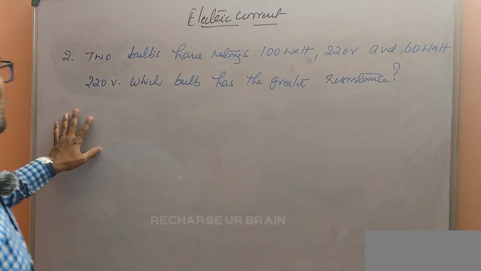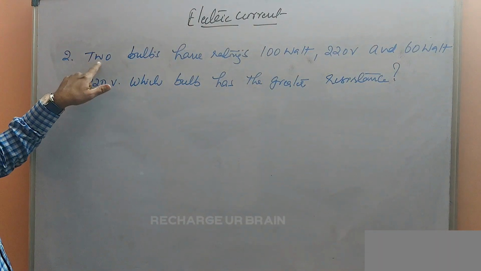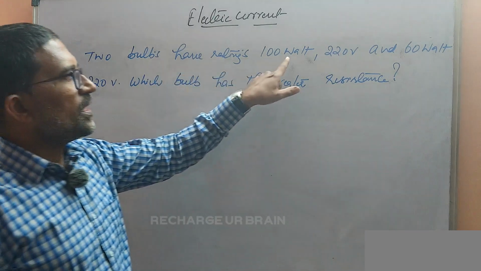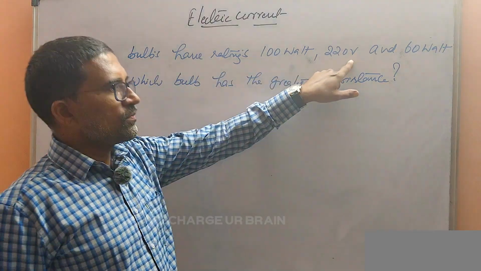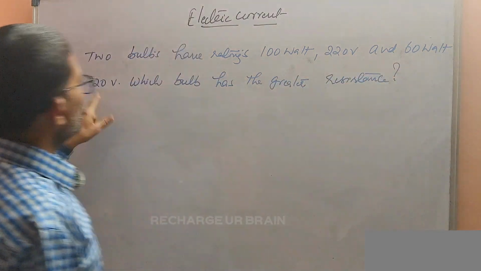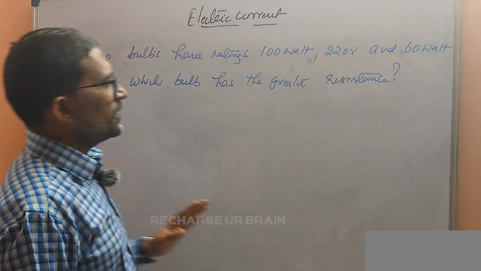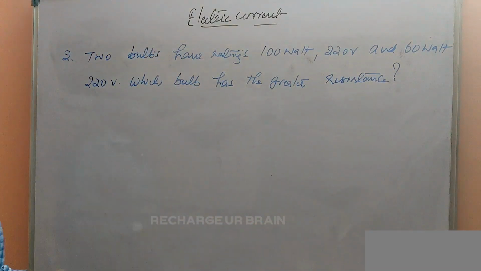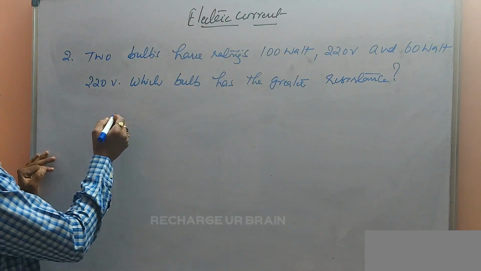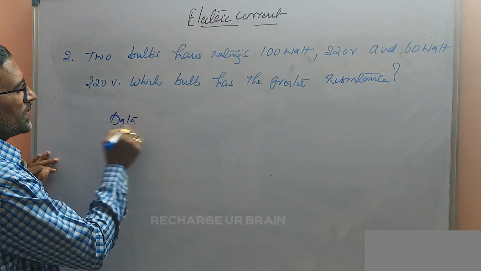Now next problem. The second problem is two bulbs have ratings 100 watt, 220 volt and 60 watt, 220 volt. Which bulb has the greater resistance? We have to find out which bulb is having a greater resistance. So what data was given here? I am going to write the data.